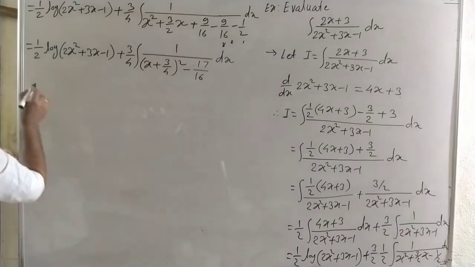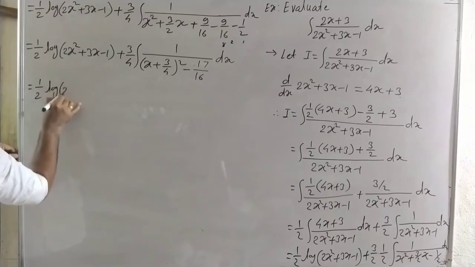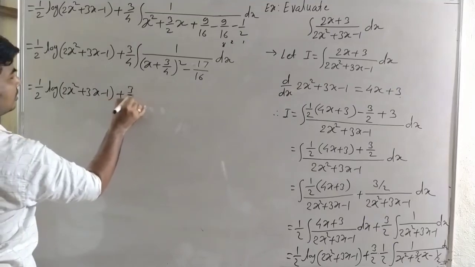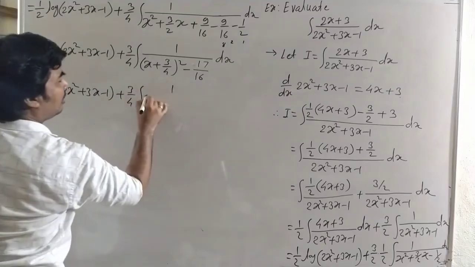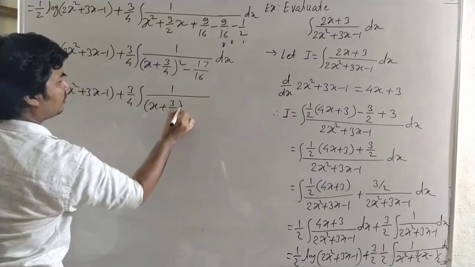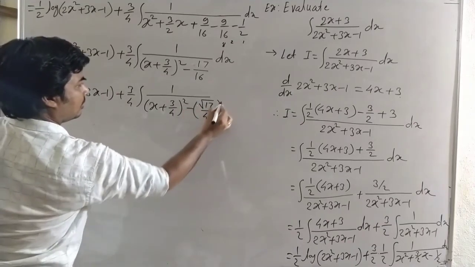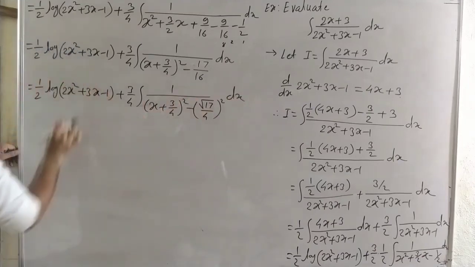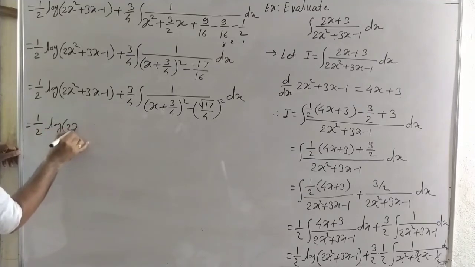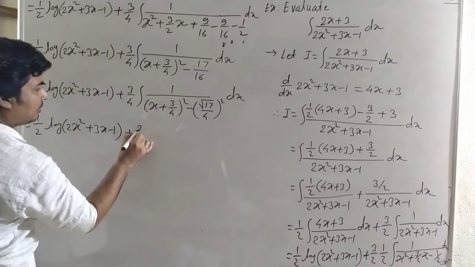Okay, now it is 1 by 2 log of 2x square plus 3x minus 1 plus 3 by 4 into integral of 1 upon (x plus 3 by 4) whole square minus (under root 17 upon 4) whole square dx. Again, first term as it is, 1 by 2 log of 2x square plus 3x minus 1, then plus 3 by 4 constant as it is.